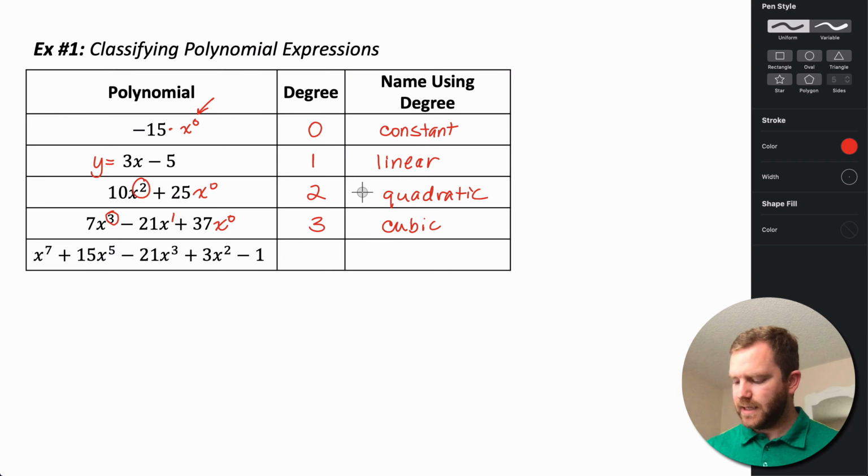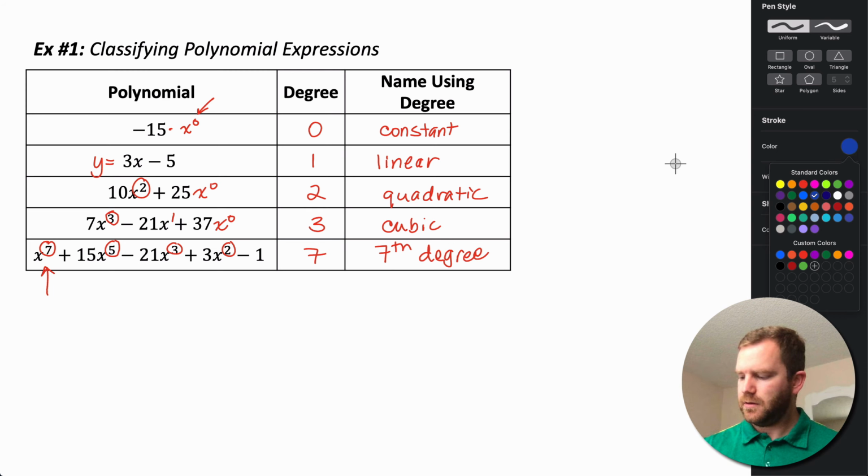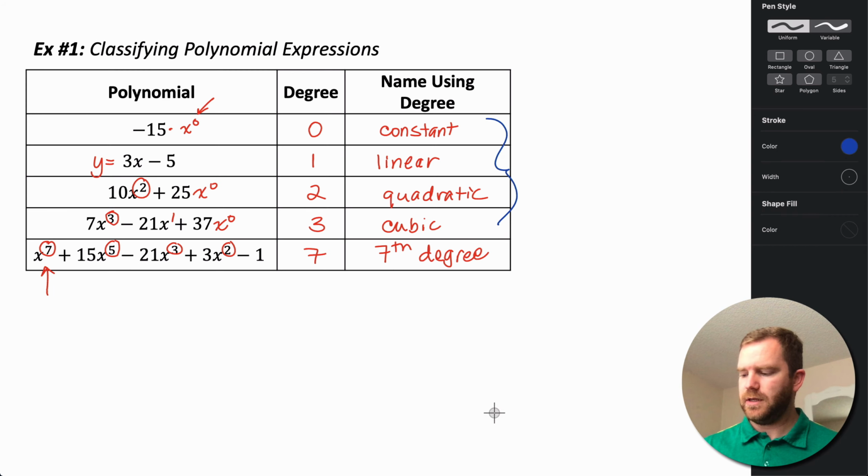So in this example, we have a 7, a 5, a 3, a 2, and then a 0. With the 7 being the highest, this is the 7th degree polynomial, and we're going to call it exactly that. We'll just call it 7th degree. So these are the ones you need to memorize: 0 through 3 degrees.